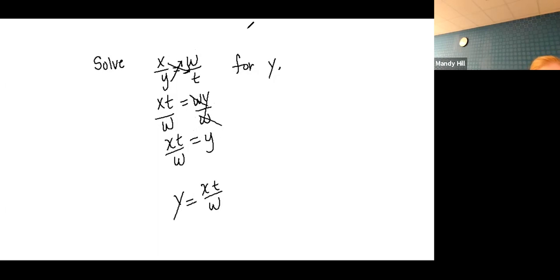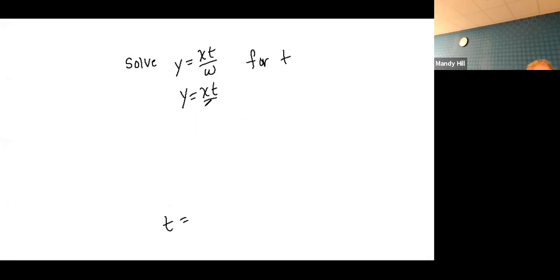So let's look at the next one. It says to solve y equals xt over w. That looks familiar. But they want us to solve it for t this time. So they want us to say t equals, that's what my answer is going to be. I don't have a fraction equal to another fraction on this one, so it would not be a good idea to cross multiply.